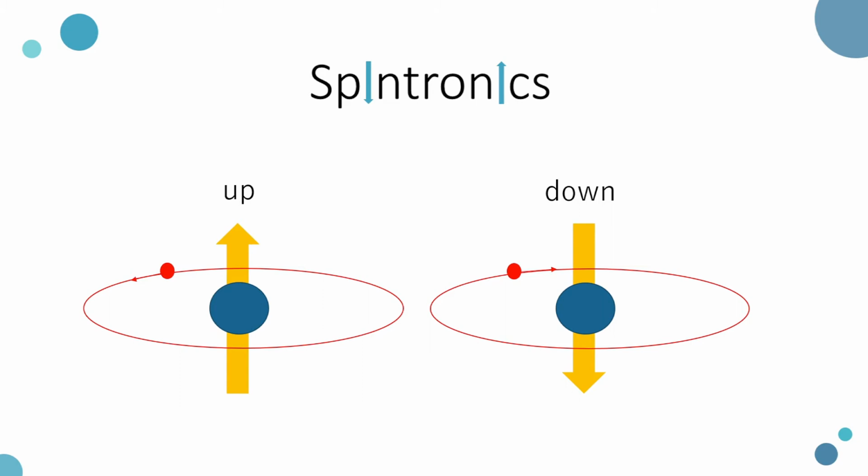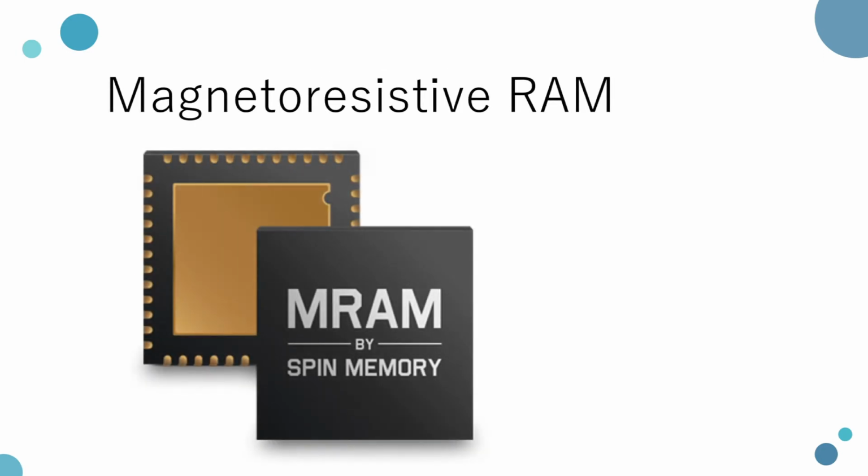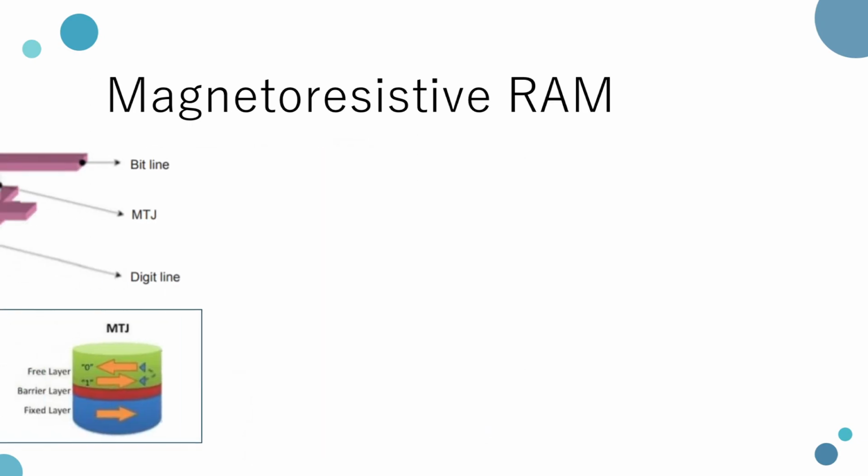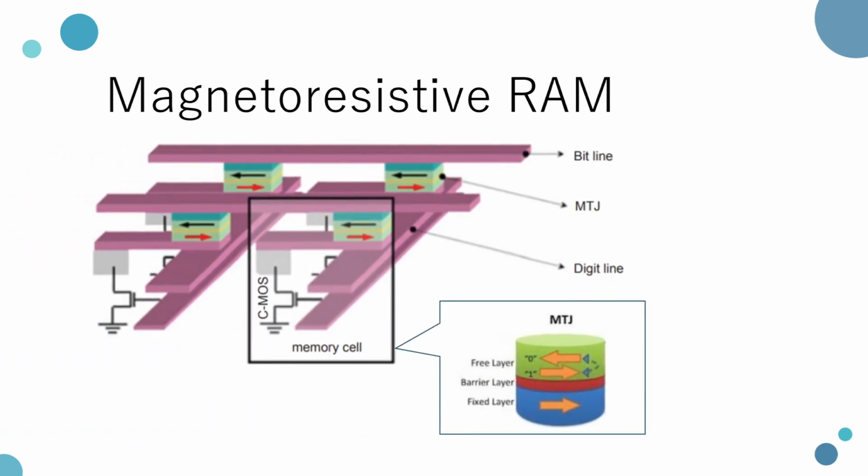To take advantage of this, scientists developed magnetoresistive RAM, which replaces capacitors with magnetic tunnel junctions. A magnetic tunnel junction is the basic unit of MRAM. A magnetic tunnel junction is made up of an insulator sandwiched between two ferromagnetic materials.